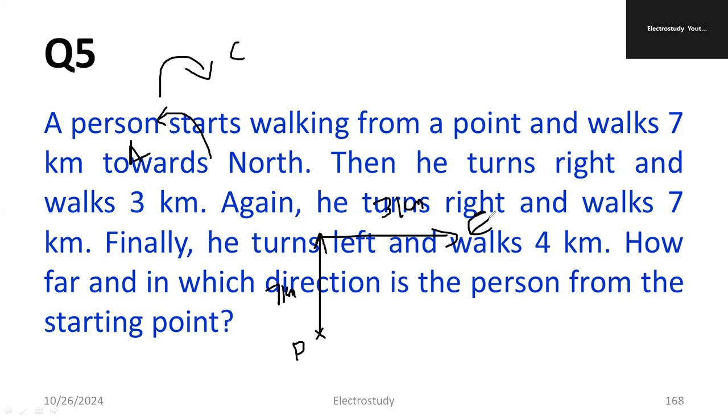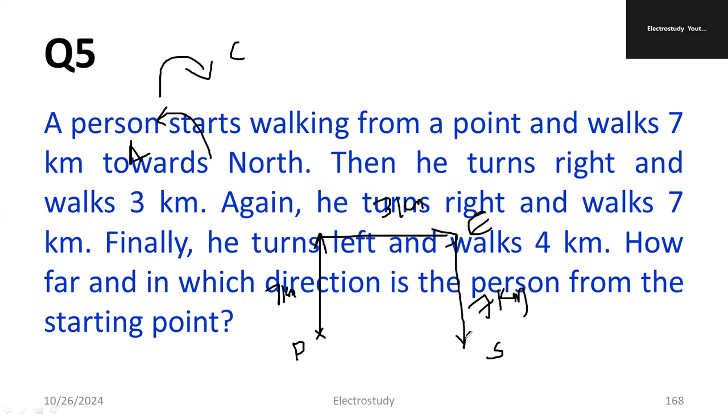Right now he is in the east direction. Again he turns right, which means the clockwise direction. Again he takes a right and walks 7 kilometers. Now he's in the south direction. Finally, he turns left. Left means the anti-clockwise direction, not the clockwise direction. Go for the anti-clockwise direction.